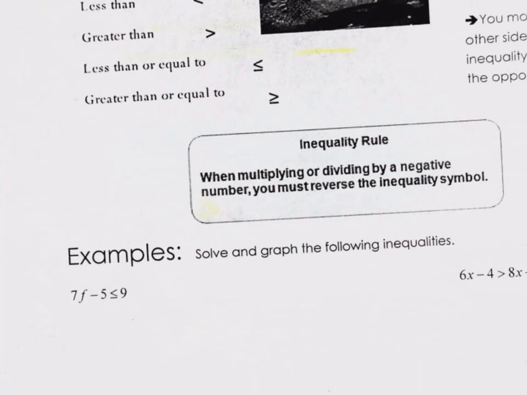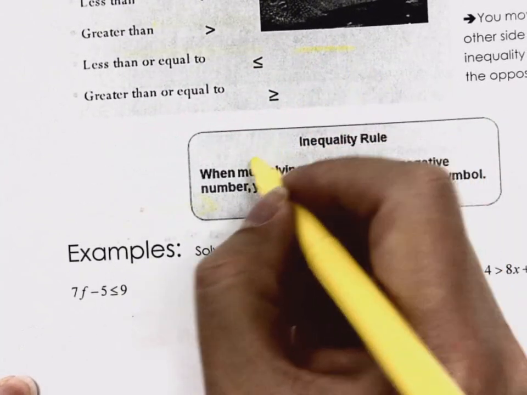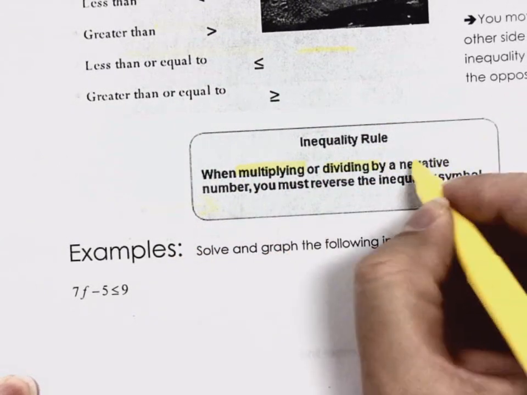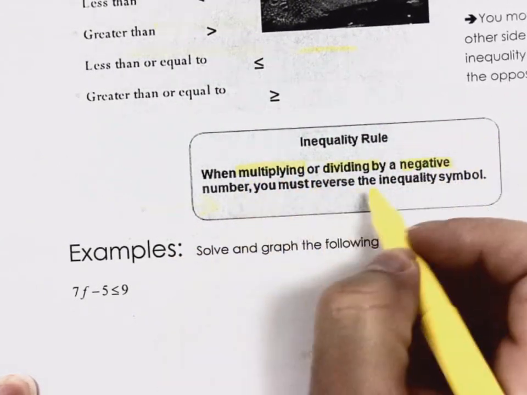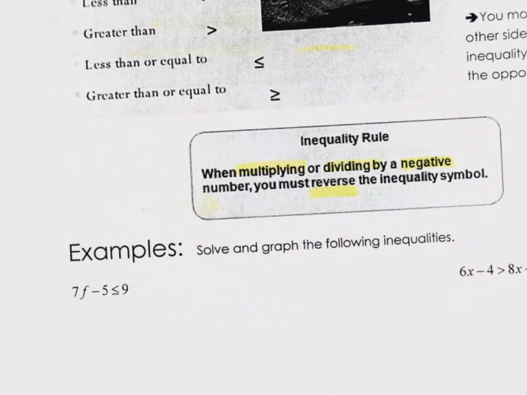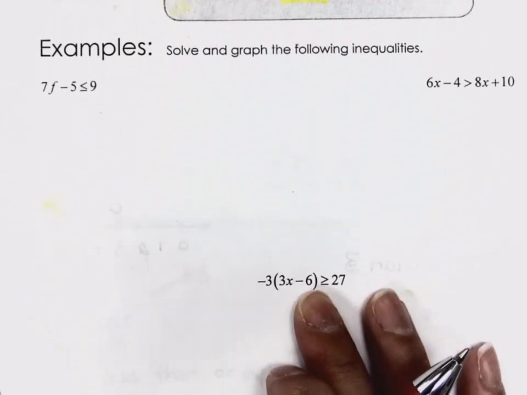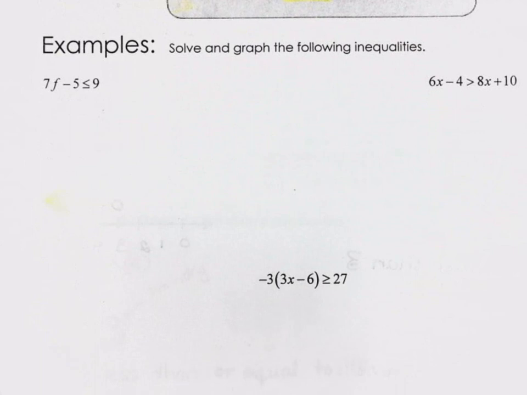Okay, so I think I mistook it yesterday. When multiplying or dividing by a negative, we have to reverse that inequality symbol. And I didn't do it yesterday for the multiply, so I was incorrect in that. So when we multiply or divide by a negative, we're going to reverse the inequality symbol. Okay, so keeping all the rules in mind, we're going to do some examples today.